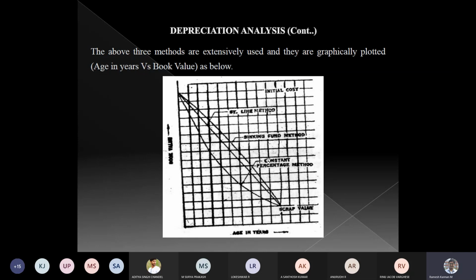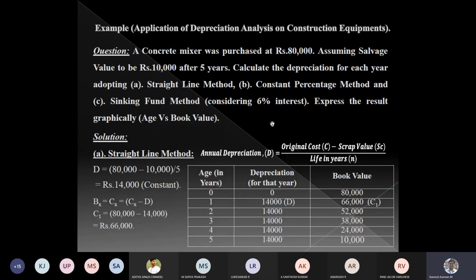We'll be doing the sinking fund method a little later. And first we'll take a look at this example.